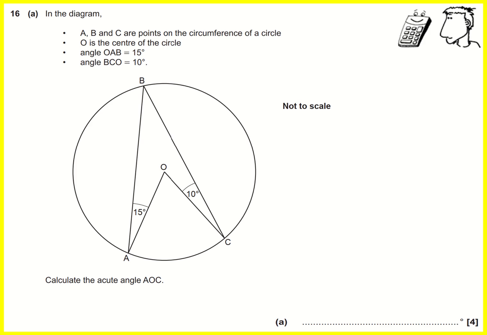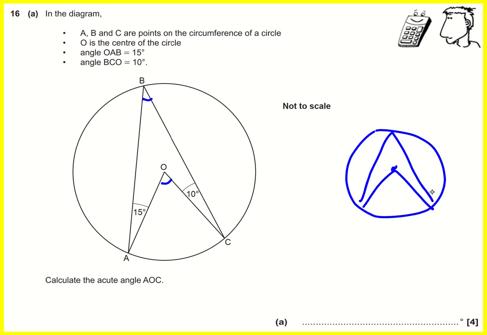Right, circle theorems. Let's do this. So calculate the acute angle AOC. That's going to be this one here. The thing that jumps to mind is the angle at the center circle theorem, because I've got an angle at the center and I've got an angle at the circumference. And this is what the circle theorem says. It says if you have a setup like so, then this one is twice what this one is.